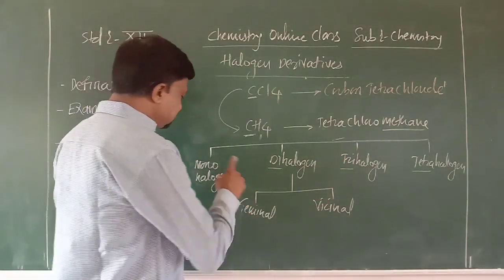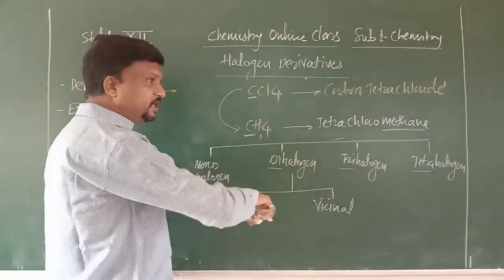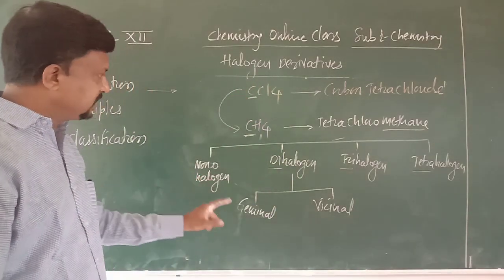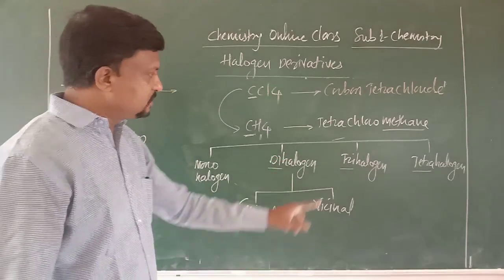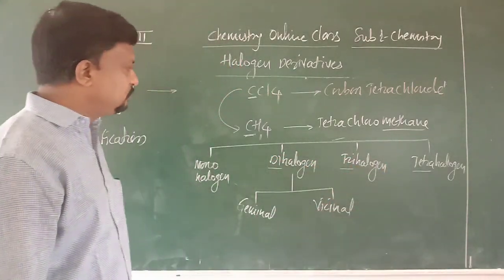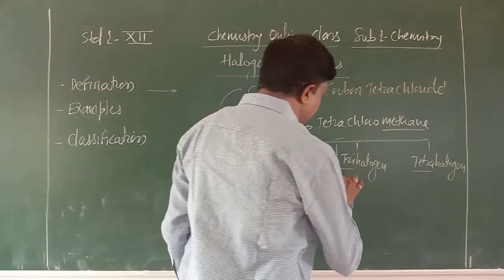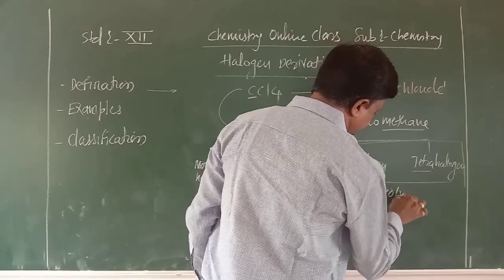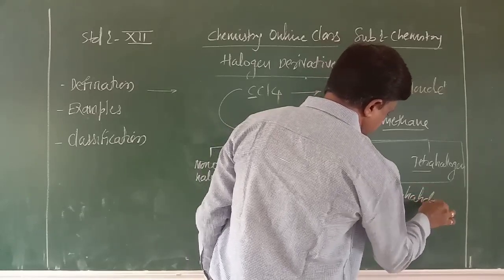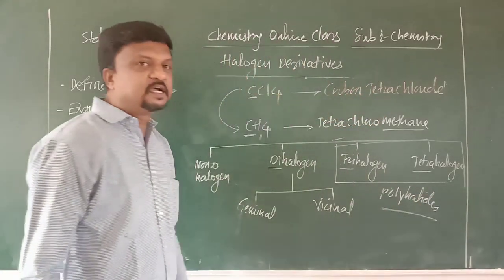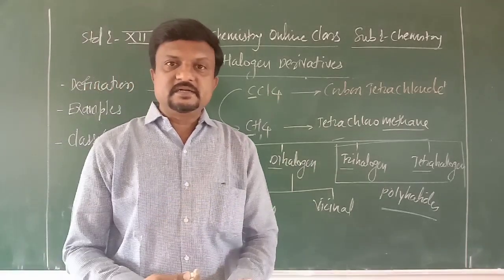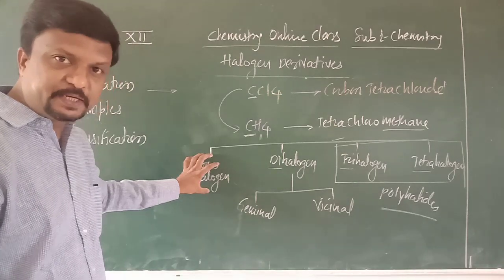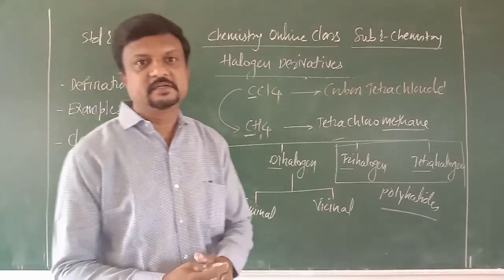Now see that these are the types of halogen derivatives according to the number of halogen atoms present in the compound: monohalogen derivative, dihalogen derivative, trihalogen derivative and tetrahalogen derivative. The tri and tetrahalogen derivatives combined are known as polyhalogen derivatives or polyhalides. So these are the classifications. In the next lecture, we will discuss the monohalogen derivative in detail, their definition and their classification. Thank you.